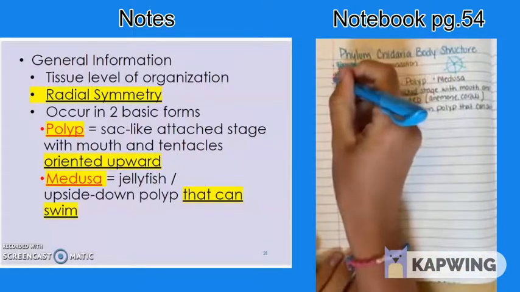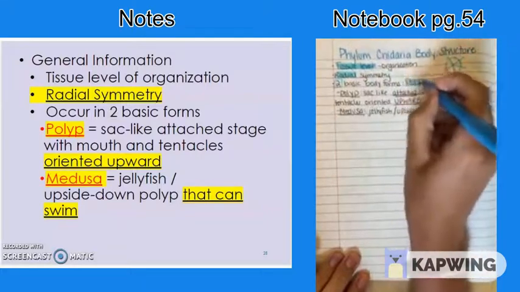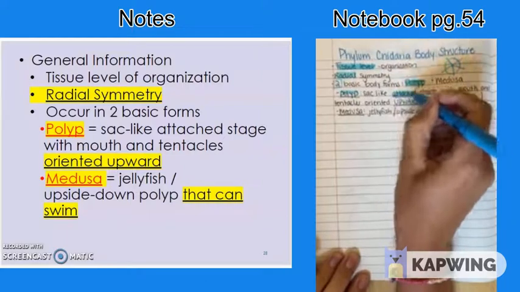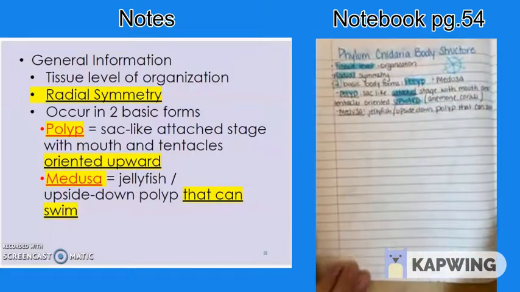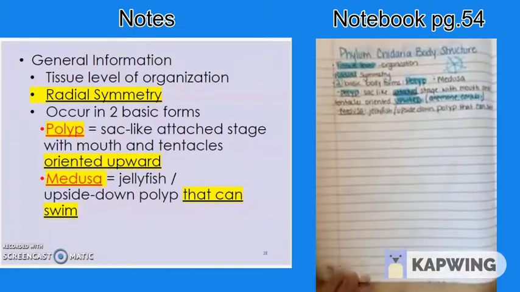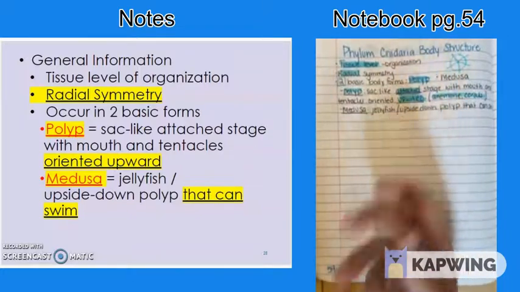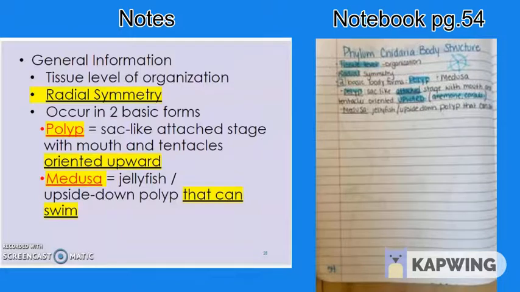We have the polyp, which is a sac-like attached stage. Basically, when you think of polyp, you need to think the mouth and the tentacles are oriented upwards. This would be something like a sea anemone. So if you hold your hand with your palm up and kind of wiggle your fingers around, that's what a polyp looks like. So the mouth and the tentacles are oriented upwards.